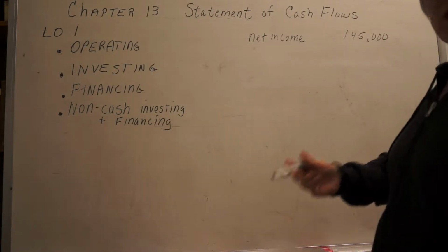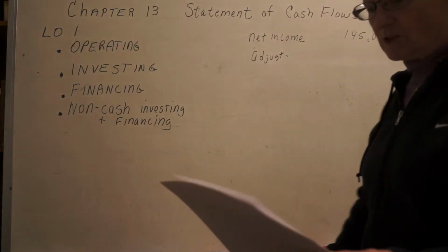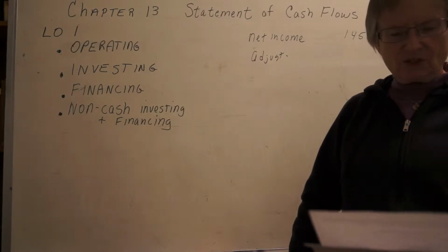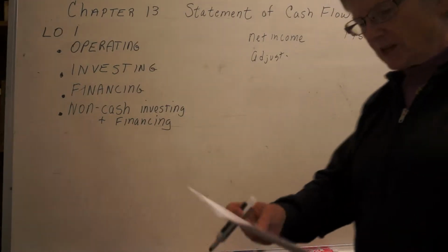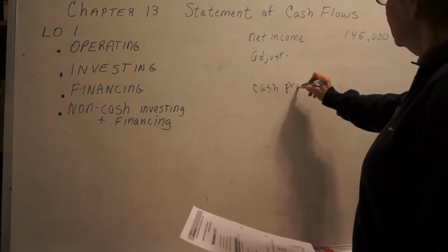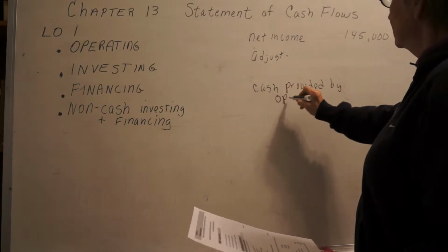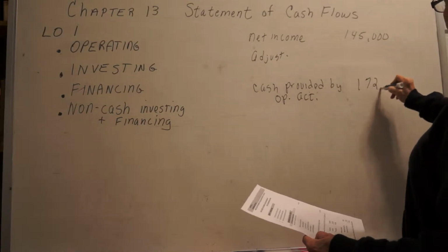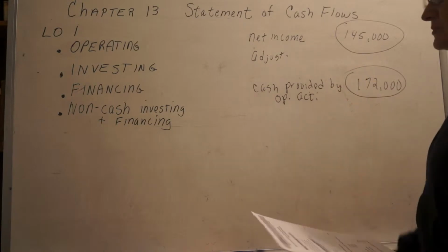Then we make a bunch of adjustments. You make an adjustment for depreciation, for loss on the sale of assets, decreases in receivables, increase in inventory, increase in payables. Okay, so we make all of those, and we end up with cash provided by operating activities of 172. So this is your net income, 145. This is the cash you got out of it, 172.